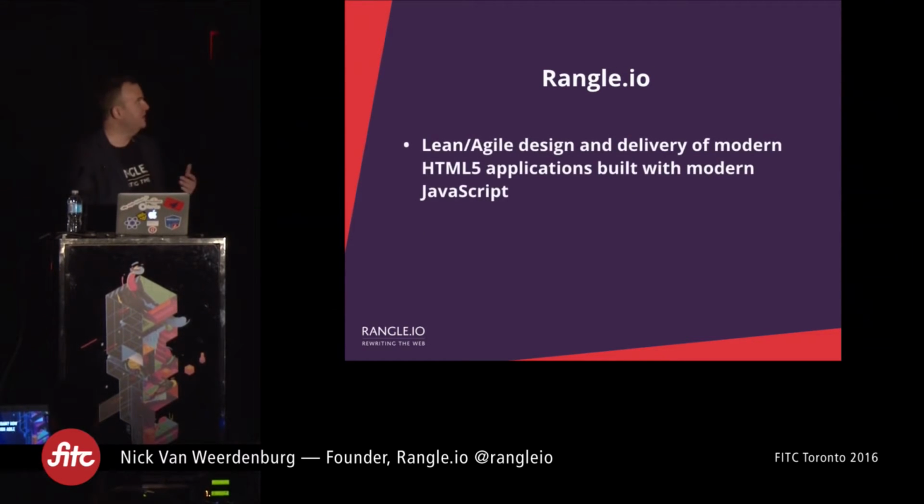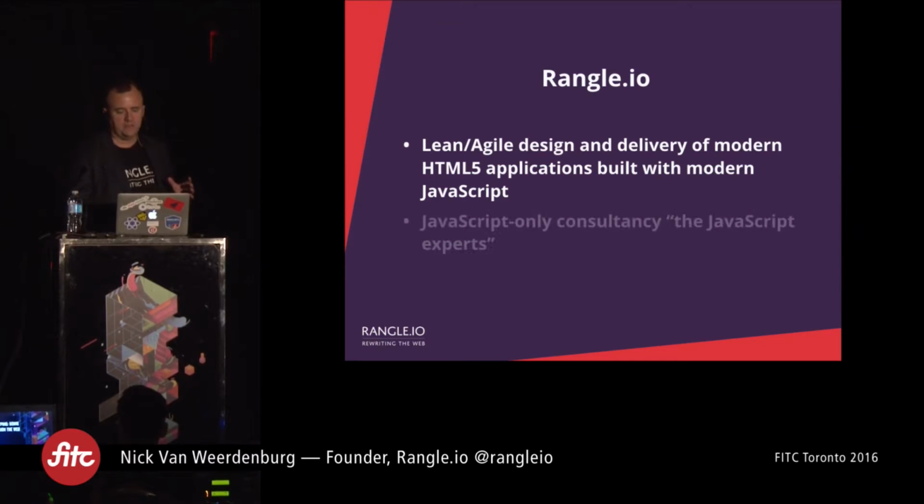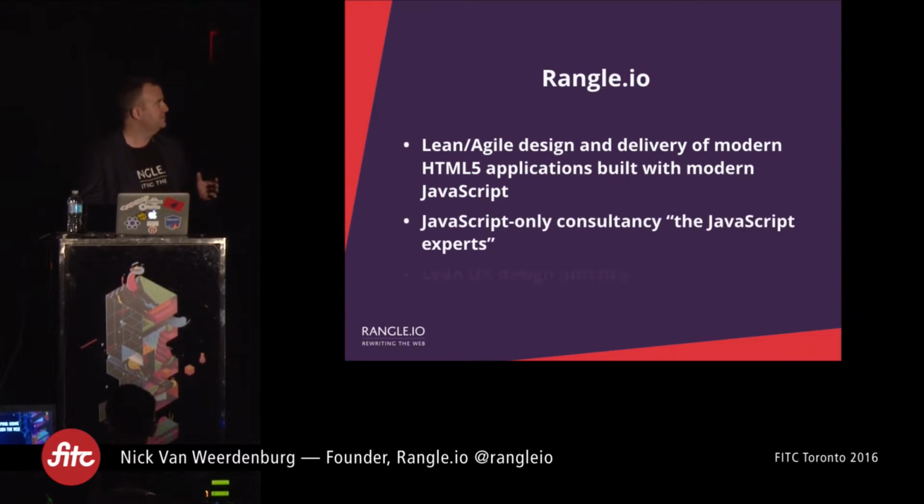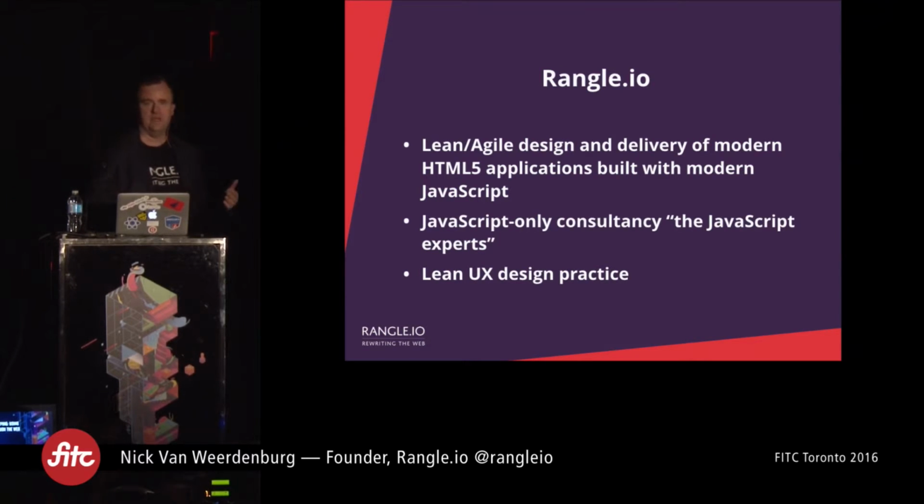At Rangle.io, we are a Lean Agile design and delivery shop. We focus on modern HTML5 applications built with modern JavaScript. So we're in a unique position in that we do a very focused thing, and we do it many, many times. So over the last 3 years, we've probably done 60, 70 Lean Agile JavaScript projects. And in that, we've been building out our Lean UX design practice, and that's had a huge impact on how we interact with clients and how we solve certain problems.